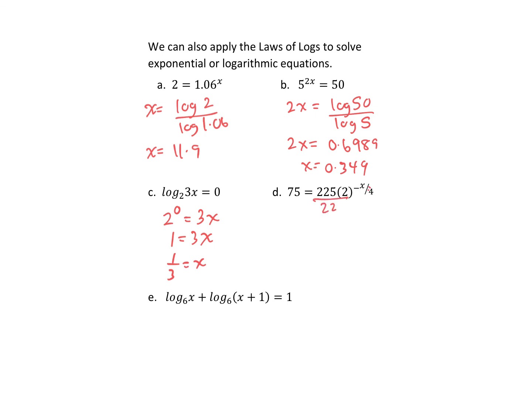In this one, I want to isolate base 2 because it has the power on it. So the first thing I'll do is get rid of this 225. So I might reduce that to a fraction. So that's 1/3. So once we have one base on each side, we can use our change of base formula. So the exponent negative x over 4 will equal log of 1/3 divided by log of 2. So we'll just type that into the calculator.